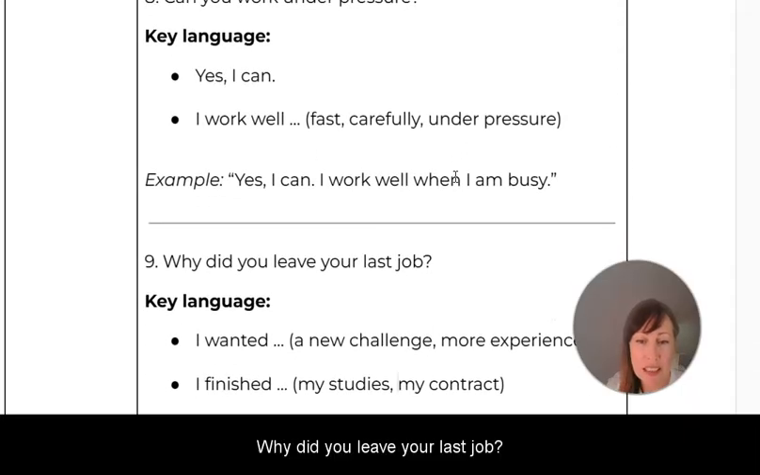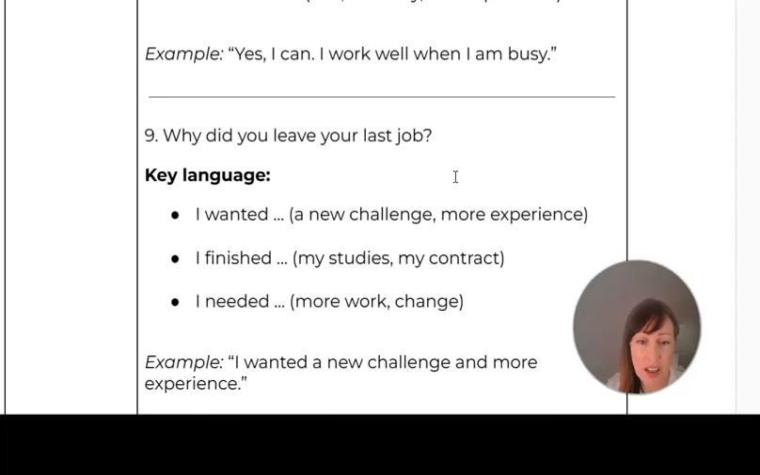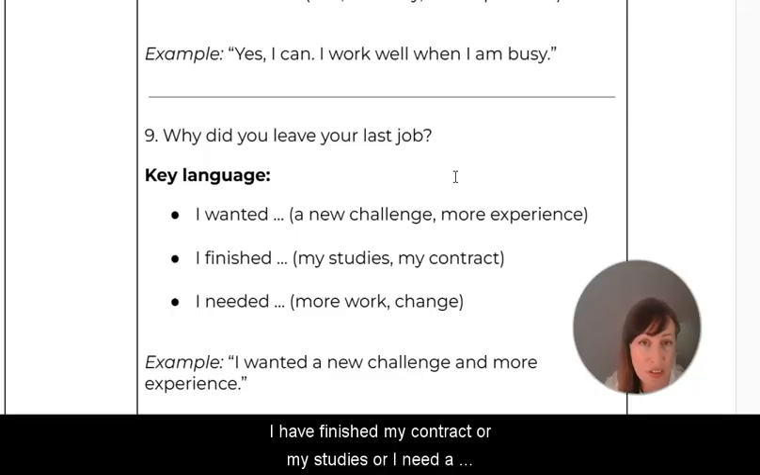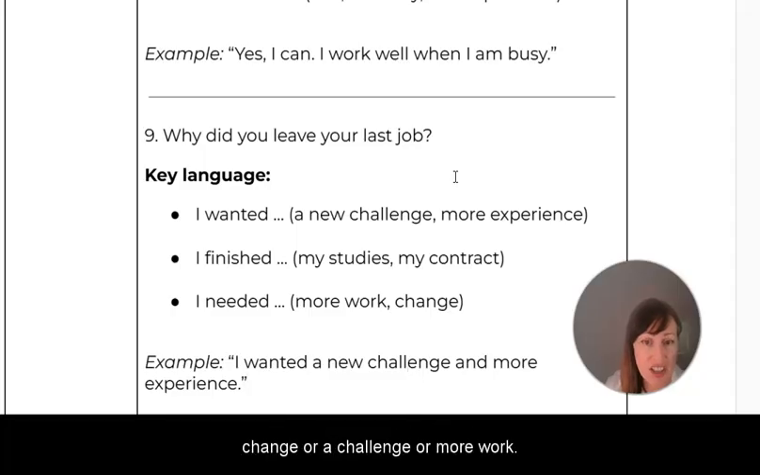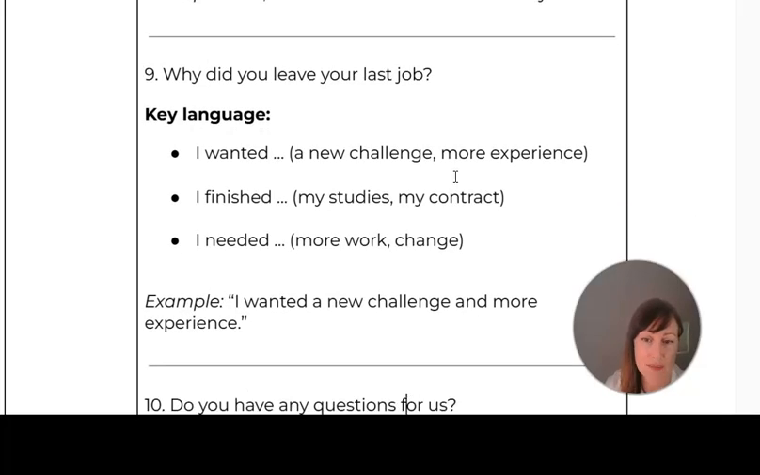Why did you leave your last job? Or why do you want to leave your last job? I want a new challenge, more experience in this area. I prefer this sector. I have finished my contract or my studies, or I need a change or a challenge or more work.